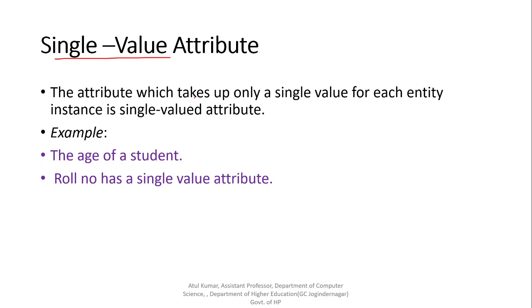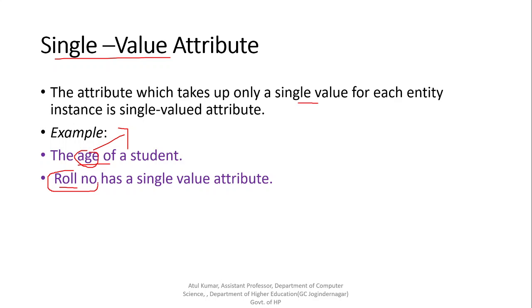Next we have a single-valued attribute, and as the name suggests, it takes up only a single value for each entity. For example, we have the attributes age and roll number. Age is a single-valued attribute, as we know we can't take more than one value for age. So age is a single-valued attribute.